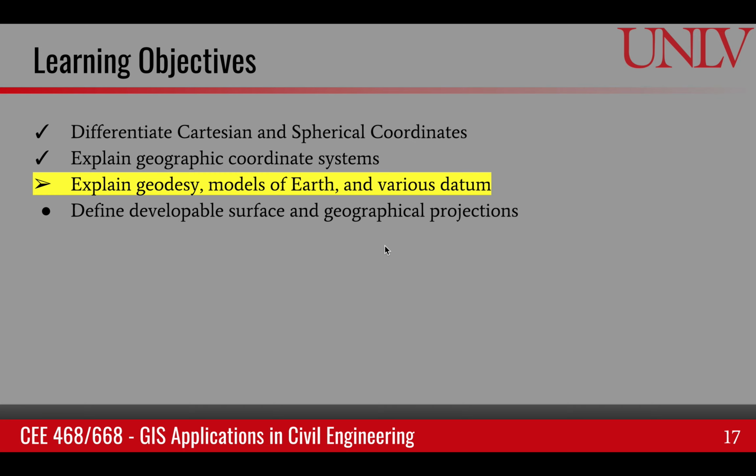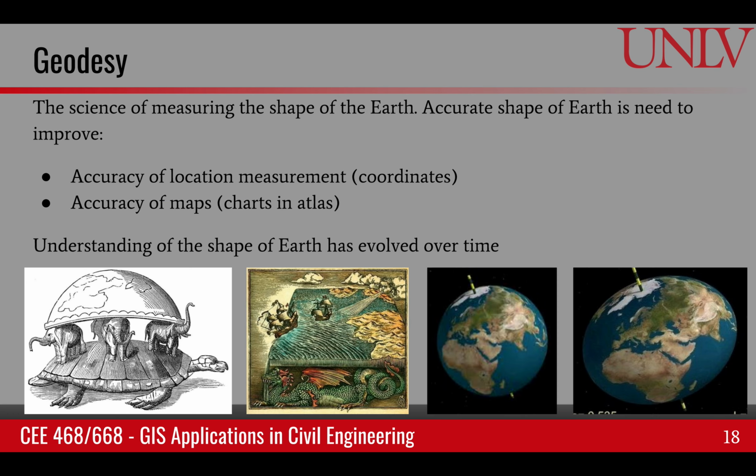Next learning objective is about geodesy and how it is used to model the surface of the Earth and develop various datums. The science of geodesy is basically the science of measuring the shape of the Earth. We need to know the accurate shape of the Earth so we can accurately determine locations on the surface of the Earth, coordinates. We can accurately create maps, charts, and atlases.